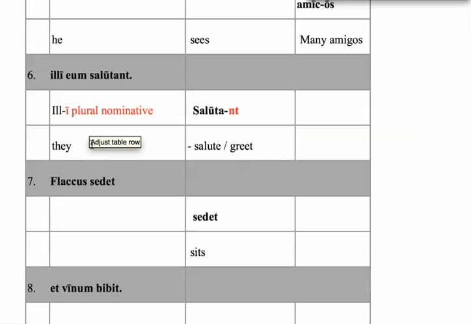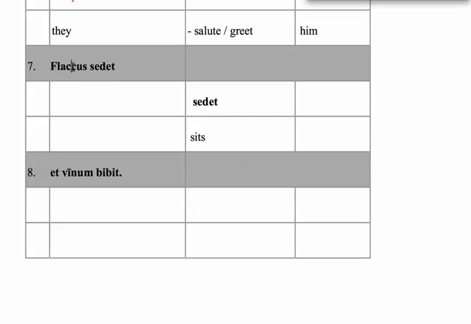Okay. Next one, they salute, and we have a direct object expressing whom they salute, eum, which just means him. In number 7, there is a different subject, Flaccus. He sits, and nothing goes here, because there's nothing left in the sentence. Same subject as before, he, because there's nothing in these 3 words that can be a subject.